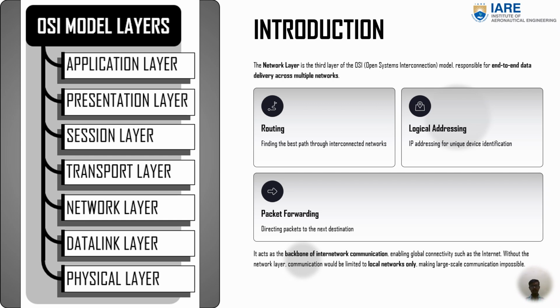Now, this network layer has 3 main functions. One is routing, that is finding the best path through interconnected networks. Logical addressing, that is IP addressing. IP, as we all know, is the internet protocol. IP addressing for unique device identification. This is logical addressing, and directing packets to the next destination, that is packet forwarding. These 3 are the most important functions of network layer.